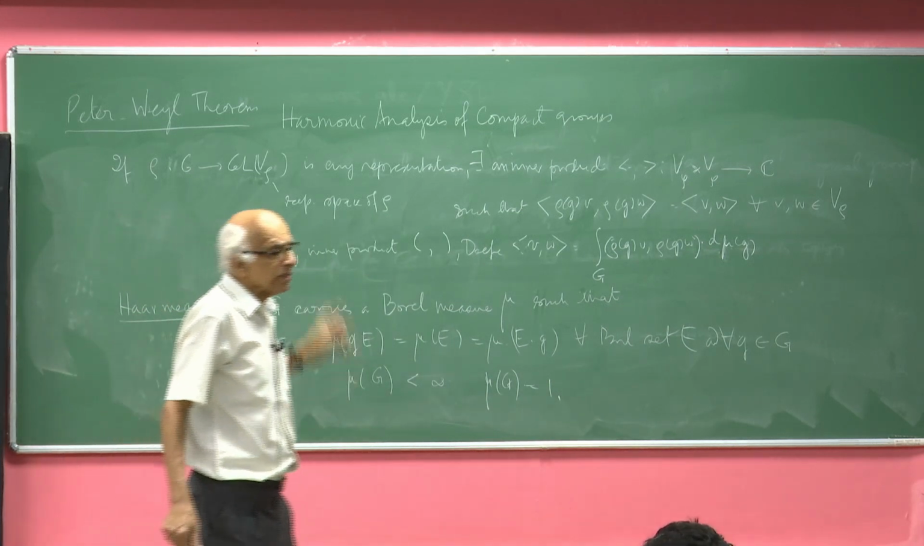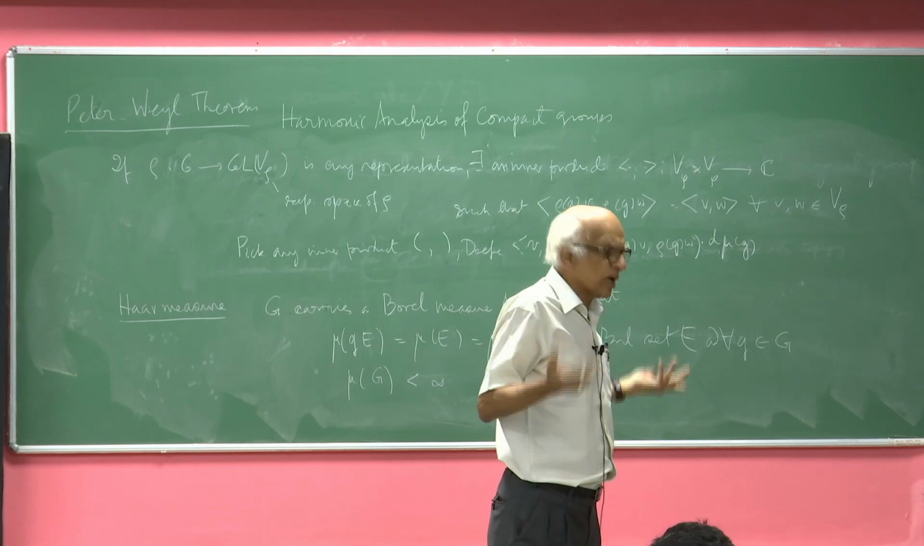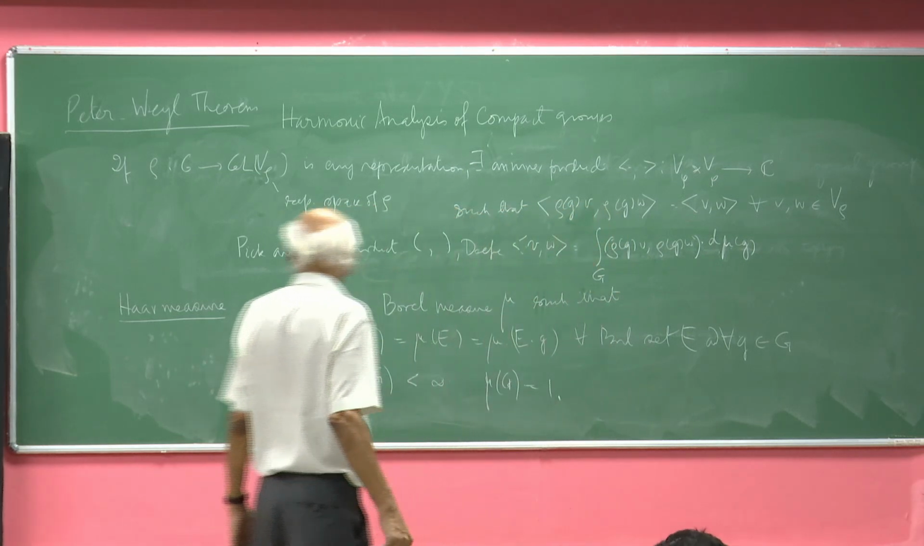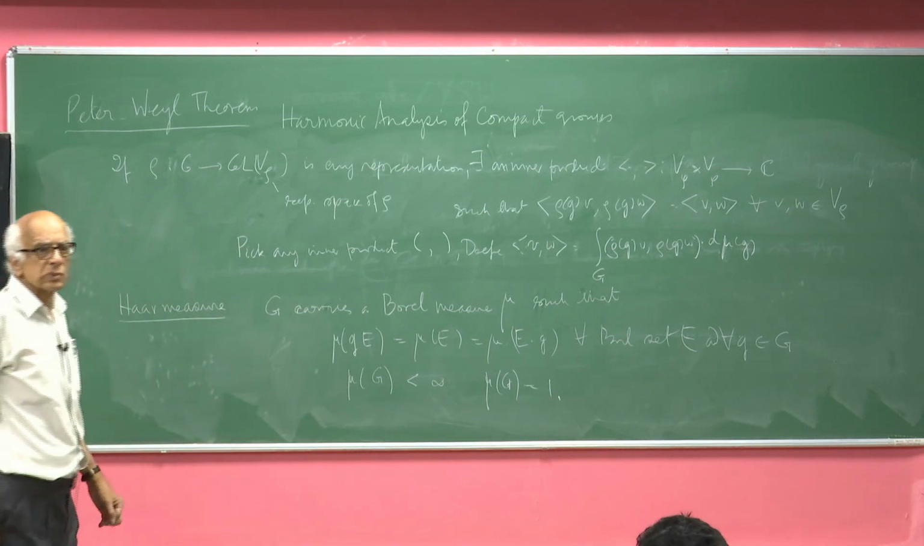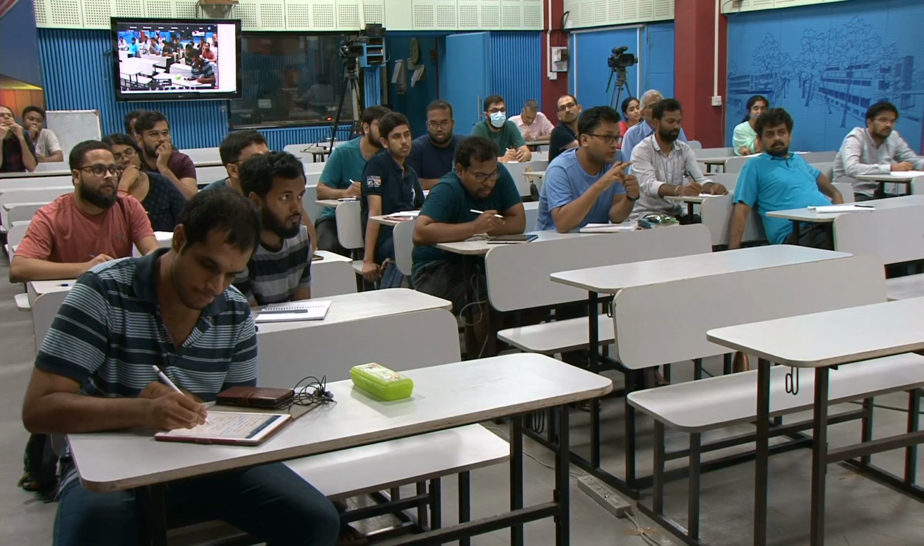Sorry? The Haar measure is unique up to scaling. So the normalized Haar measure is unique. Normalized Haar measure is unique, right. Sorry? The inner product is unique up to a constant. Can you say that? The inner product?